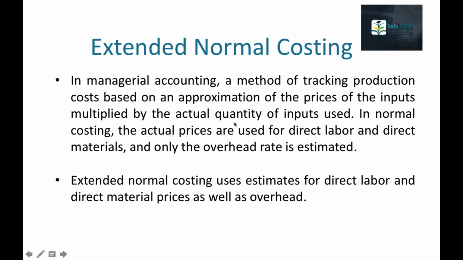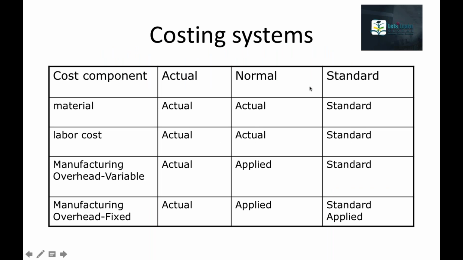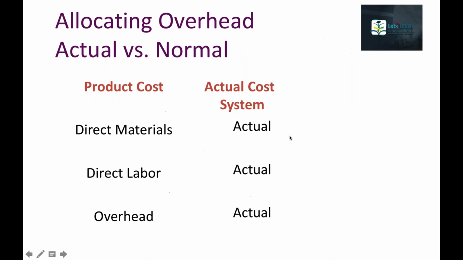Extended normal costing. In extended normal costing, we estimate direct labor, direct material, and overheads. Unlike here, these are actual. No, here also we estimate. We apply based on past experience. That is called extended normal costing.